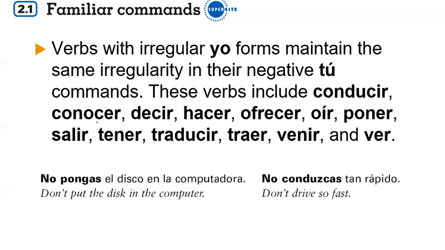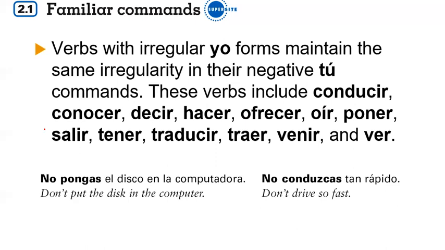When we go into conocer, the same issue: conozco, it's got the Z in there, and we're going to have that in the negative tú command. Decir becomes digo in the yo form. So digo, get rid of the O, we have D-I-G, and that is the beginning of our command. Let me go back and give you the full conjugations for this. So conducir, because it's conduzco, in the negative tú command, will be no conduzcas. Now in the affirmative, it's just conduce. Remember, it's very different. Conduce is the affirmative tú command, but no conduzcas is the negative.